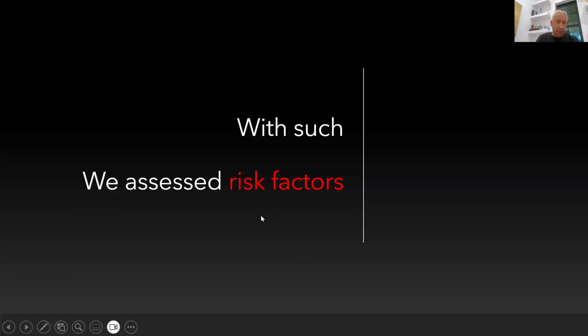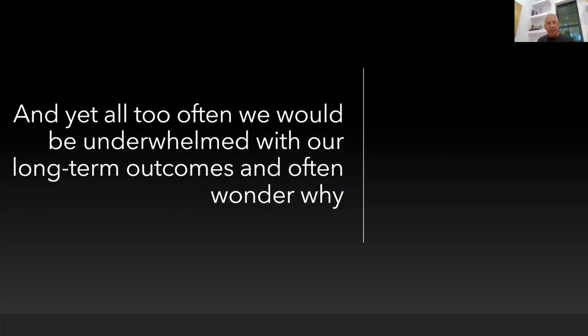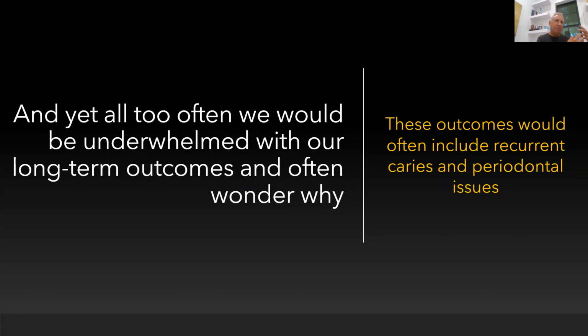So with that, what are we doing? We've assessed risk factors. So then we would do our thing, meaning our restorative work, our implant work, our endo work, our ortho work, whatever our thing is. And routinely we'd guide the patients to do their thing. What's their thing? Brushing and flossing. That's what you've got to do. And we'd give some nutritional counseling, but it's really brushing and flossing. That's their thing. And yet, all too often, we would be underwhelmed in year 5, in year 7, in year 10 with the results and wonder why we were having these issues of recurrent caries or periodontal issues, whether around implants or our restorative solutions, our ortho, any of our treatment.